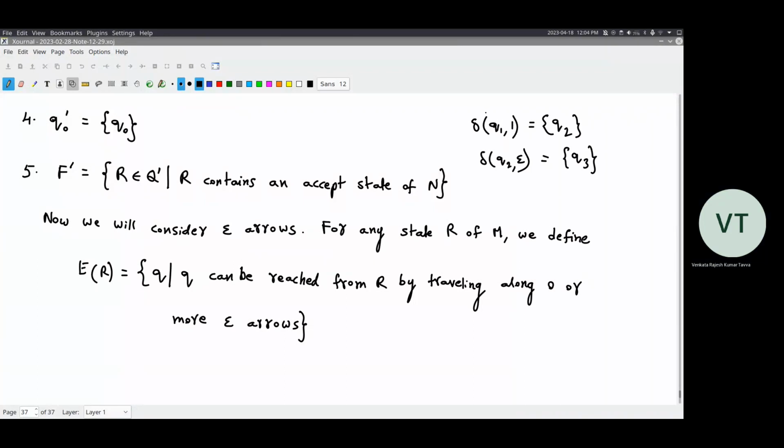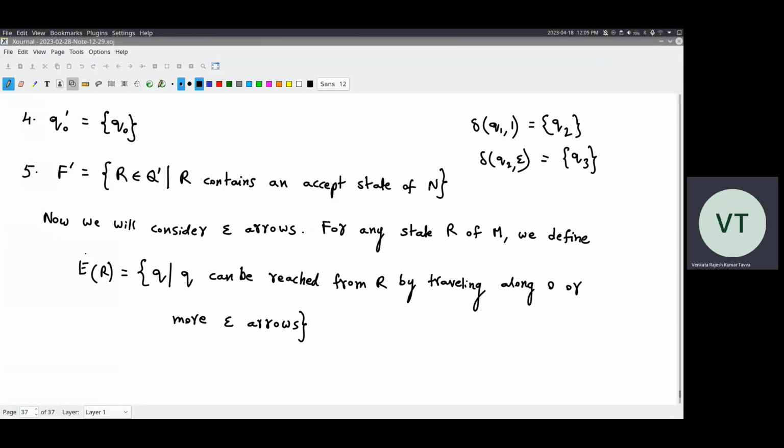If you remember, someone from this section or the other section asked, why are we not including q3 also in delta of q1 comma 1? Because the moment you are reaching q2, you are also automatically able to reach q3 without any more input. So q3 is sort of coming freely with q2. When you get 1 as input to q1, you are reaching q2 as well as q3. So why are you writing only q2? So that case is covered now.